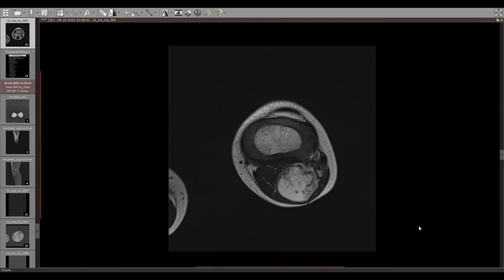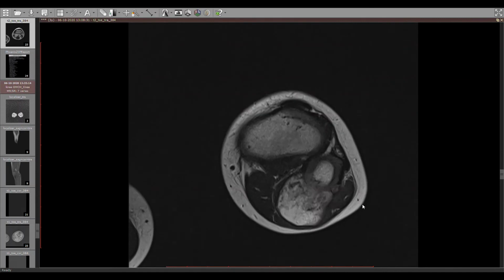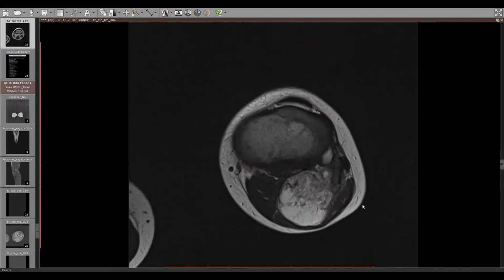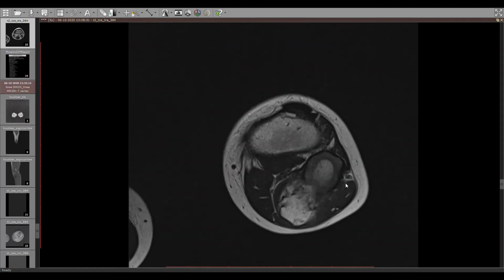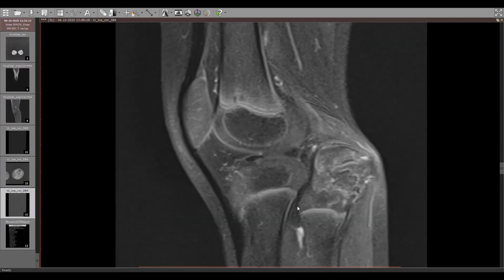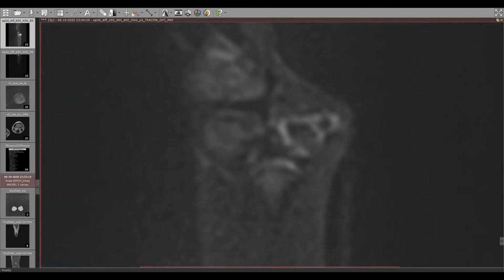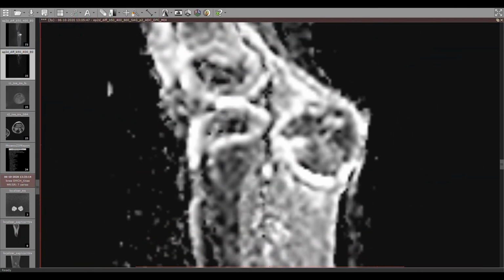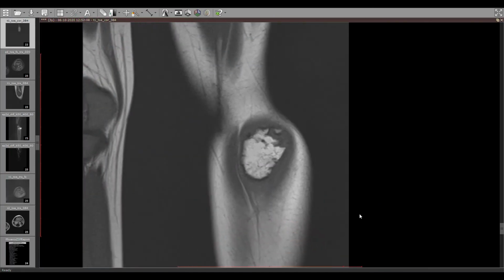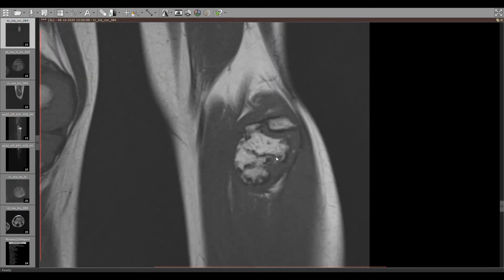These are the axial PD images, which show the presence of cartilaginous cap between the lesion and the fibula. Post-contrast images do not show any enhancement, which is expected. Diffusion, no restriction of diffusion. ADC map and T1 coronal. So, bone osteocartilaginous lesion in relation to the fibular epiphysis.